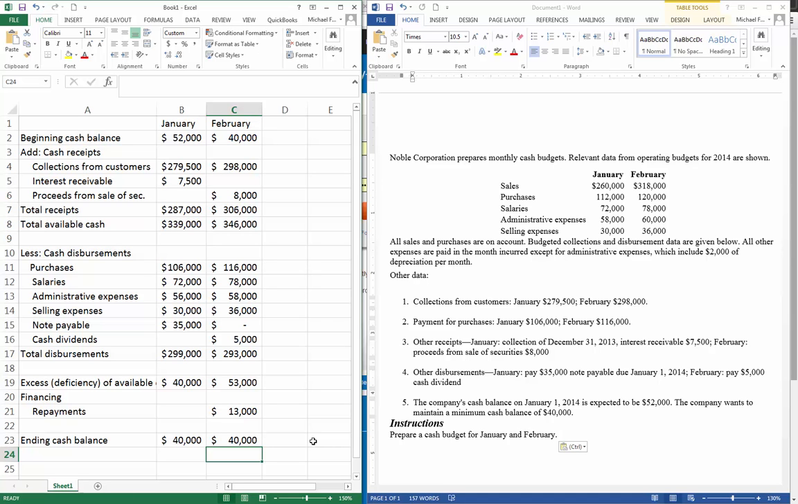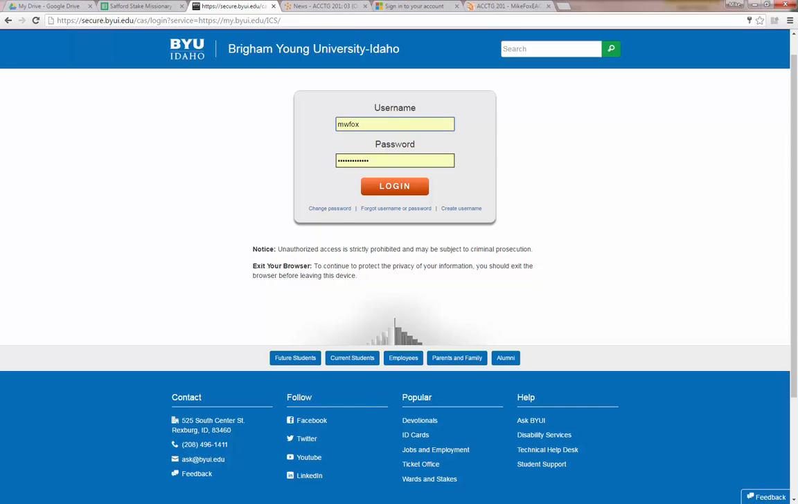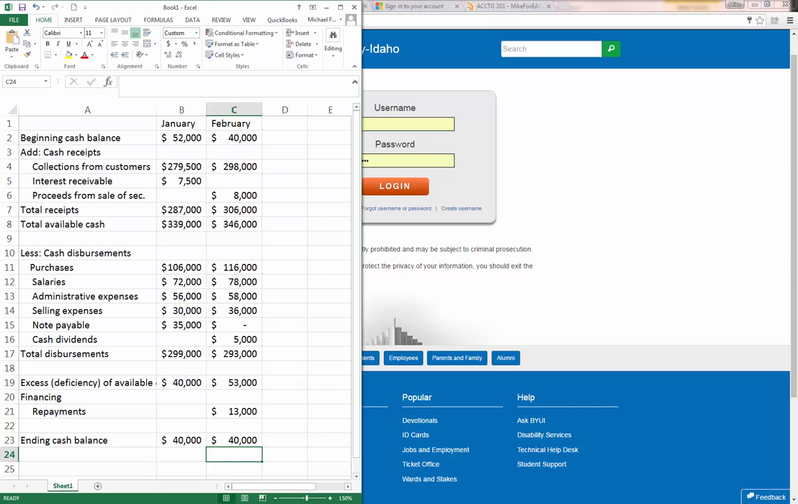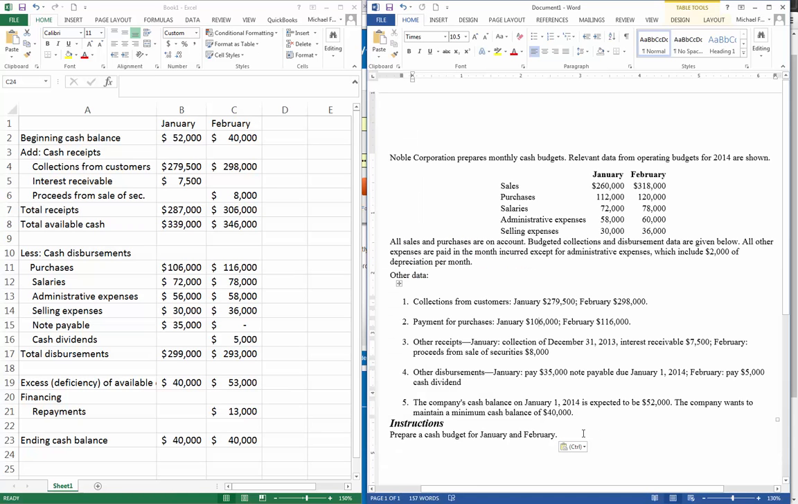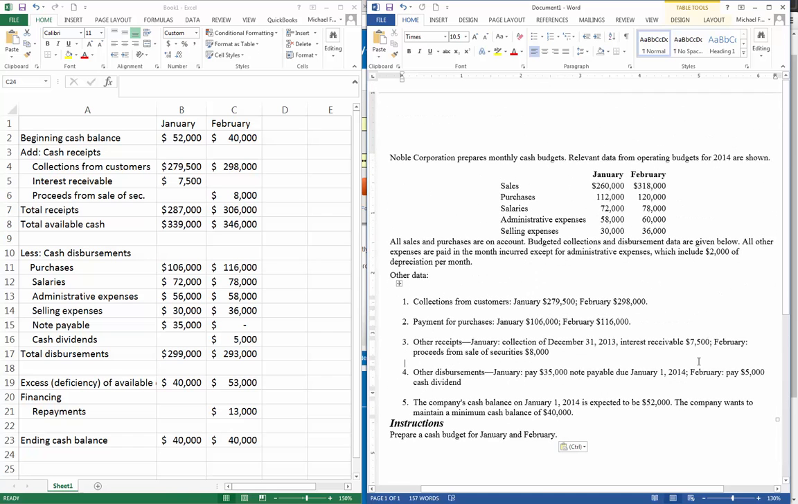And that's it. That's the whole problem. So hopefully that's pretty doable. That last part could be a little bit confusing. Let's see, the company's cash balance. This says they want to maintain. It doesn't say to do a maximum of 40,000, but again, that's how they have it laid out in their instructions. So that's how I'm going to do it here. And that's it. Thanks very much.